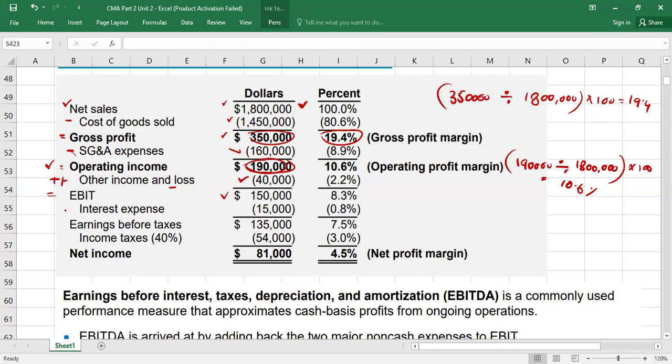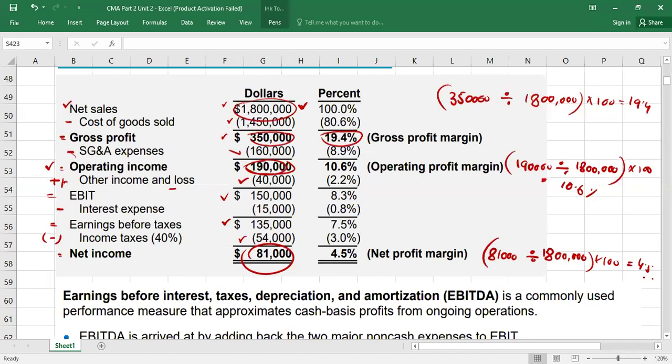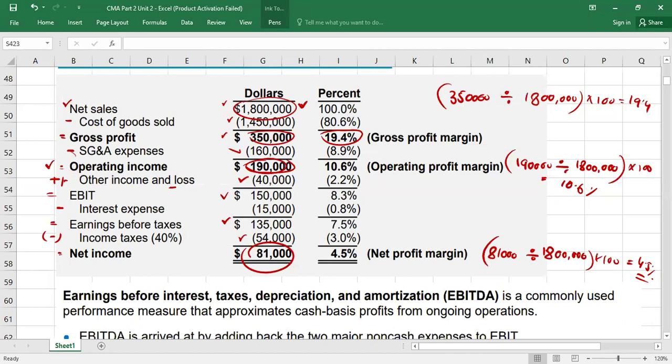Then we'll deduct interest expense. This is called earning before tax. Then we'll deduct tax expense, whatever it is. So this is called your net income. And if I want to calculate net income margin percentage, how will I calculate? I take this value, net profit, which is 81,000, divided by net sale, which is 1.8 million, and multiply by 100. So this is going to give you 4.5%, right? So this is how these ratios are calculated.